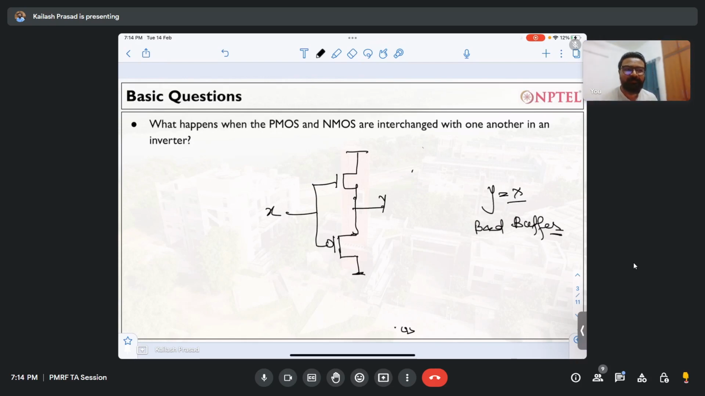Bad buffer means not exactly VDD. If we are giving input as VDD, we are not exactly getting VDD in the output Y. So you are saying Y will not be exactly X. Whatever X you are giving, it won't be exactly that. And what is the reason behind that? What is actually happening, that Y is not equal to X? Others can also answer.